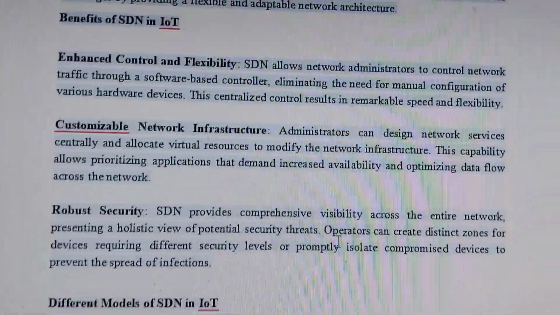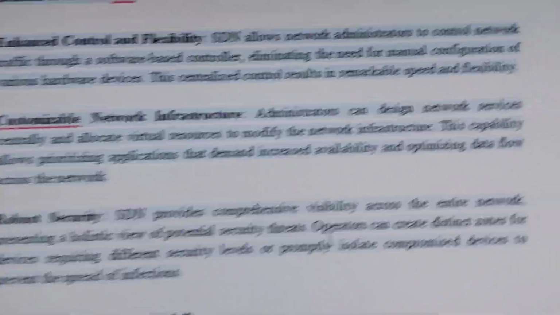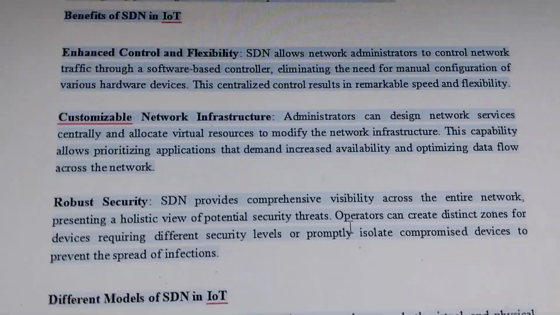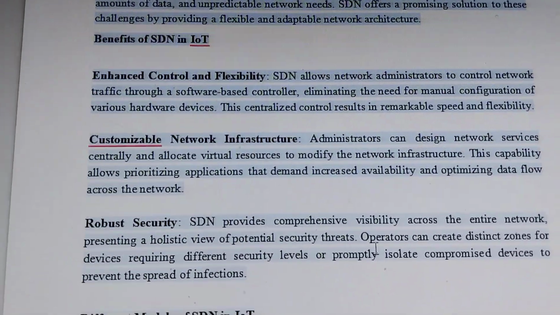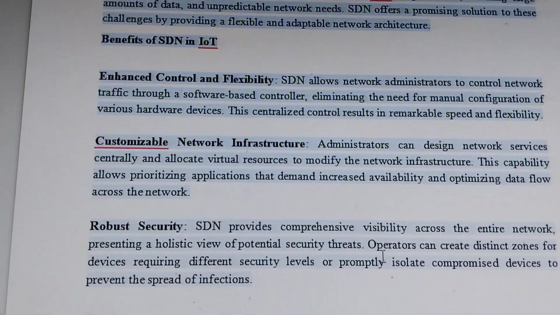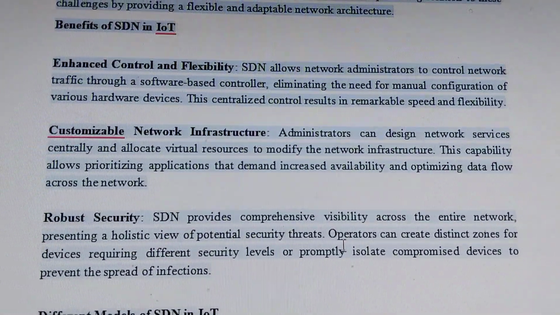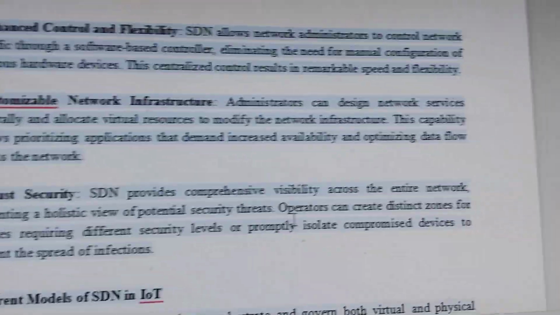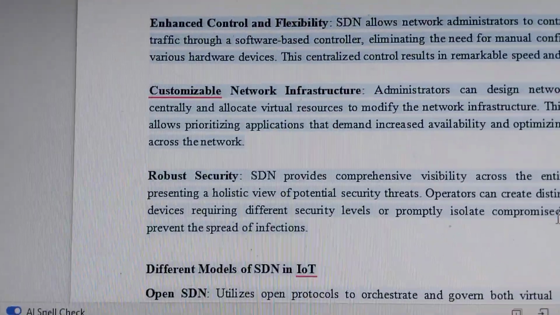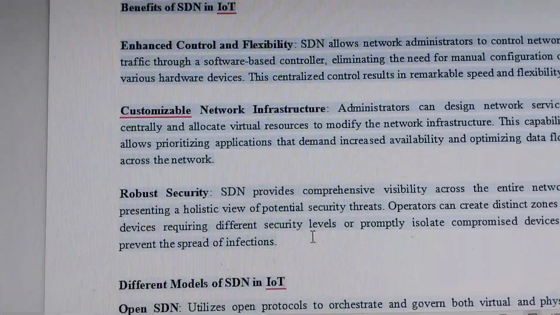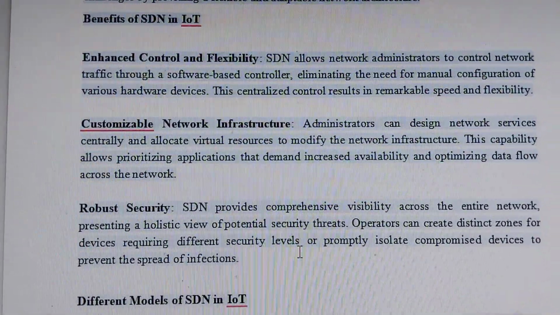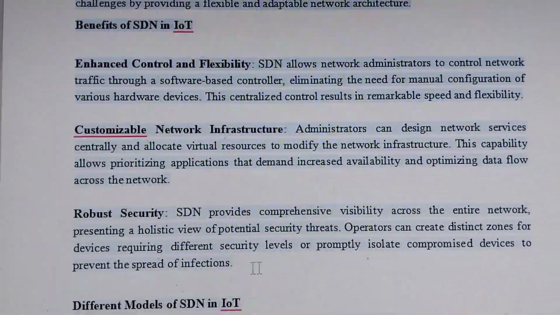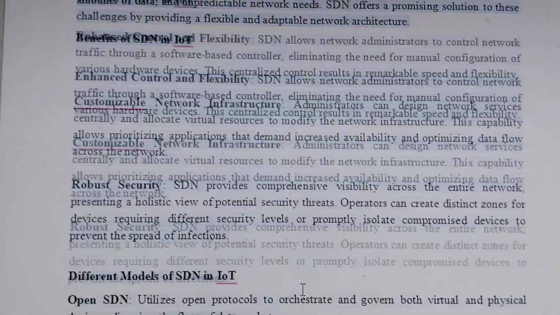And the last one is robust security. Robust security means SDN provides comprehensive visibility across the entire network. We can access our entire network directly. So the entire network is under the control of the user, so you can get more security. See here, the operators can create distinct zones for devices requiring different security levels or promptly isolate the compromised devices to prevent the spread of infections.